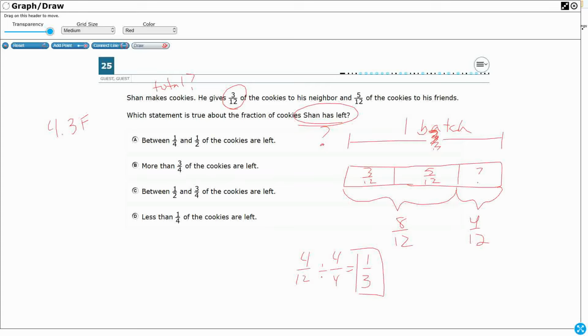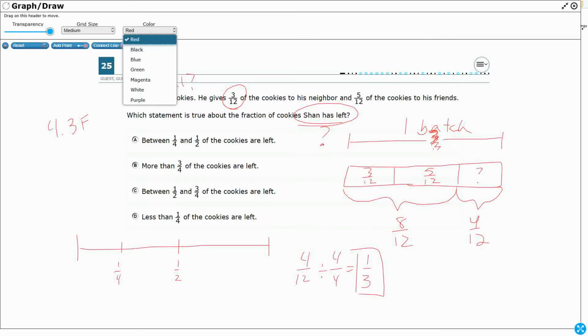Could we say that 1/3 is between 1/4 and 1/2? So here's my 1/4, and 1/2. Could we say that 1/3 is there? Well, if I break this up into thirds, it is going to be right there. So that's actually looking pretty good.